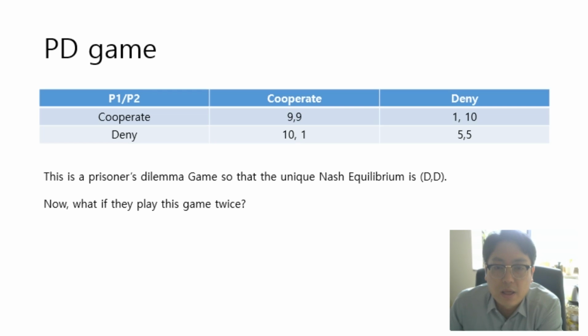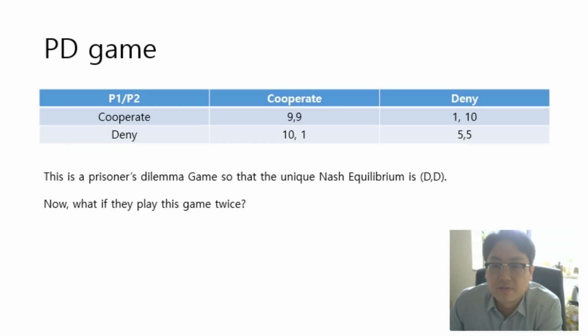Let's think about this general type of prisoner's dilemma scheme. I'm not going to explain what a prisoner's dilemma is, just look at the normal form game table. Here are two players, player 1 and player 2. If they cooperate, they get 9 and 9. If they both deny, they get 5 and 5. If one denies and the other cooperates, the one who denied gets 10, while the one who cooperated gets just 1.